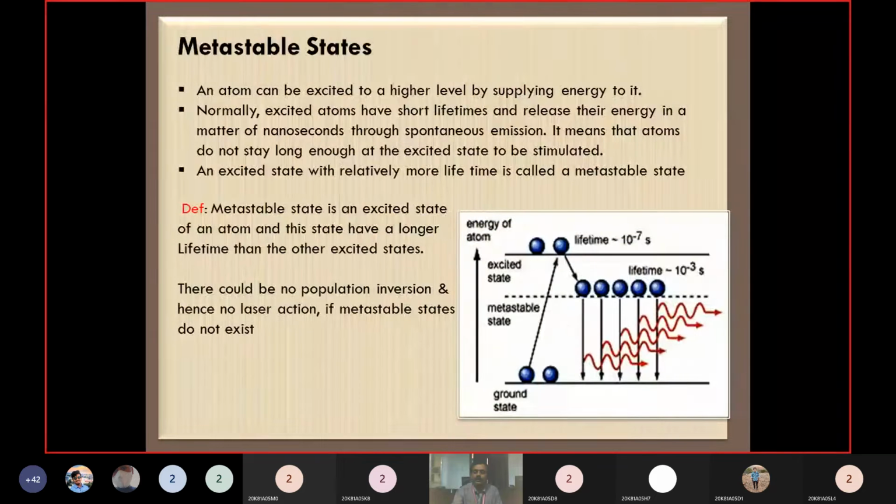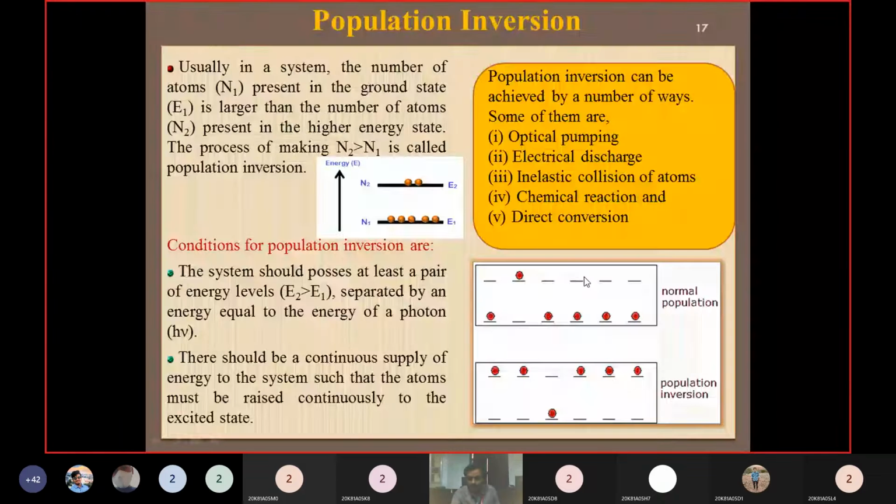Now coming to the metastable state. We will discuss it here. This is the normal state: this is a ground state and this is a first excited state. So this is the normal population inversion. In that normal state, to achieve the population inversion is very difficult. That means if you take only a two level laser system, achieving the population inversion is very difficult.